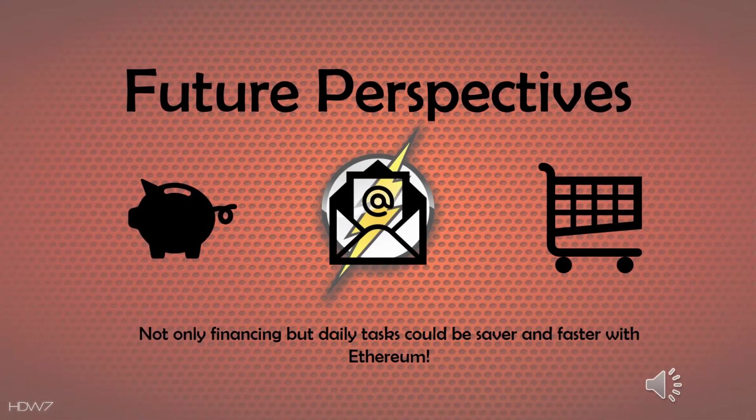With a market capitalization of 29 billion, Ethereum is the second biggest cryptocurrency network, but it could be much more than just a cryptocurrency network. In the future, Ethereum may be used not only for online currencies, but for daily tasks, such as transferring money to your bank, send documents to your insurance company, or online shopping.